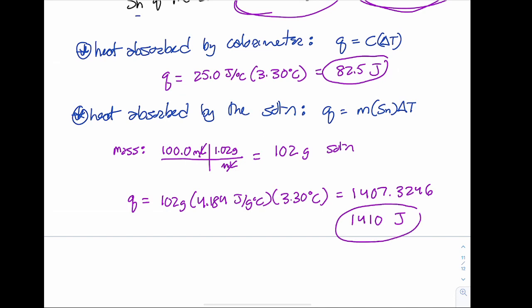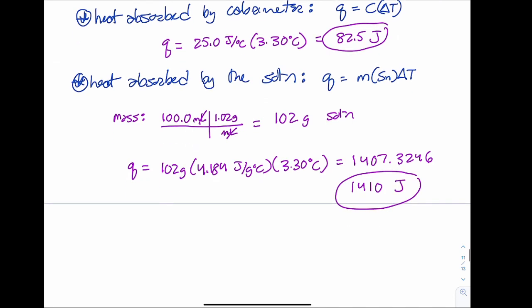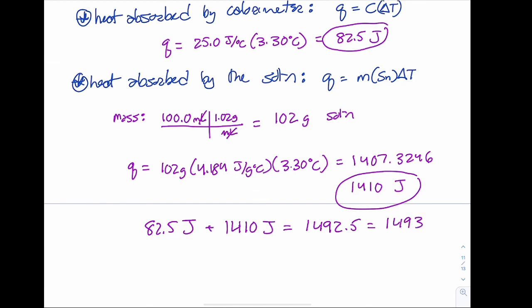So again, the previous number is the amount of heat being absorbed by the calorimeter, and this is the amount of heat being absorbed by my solution. If I add those together, that's going to be the total amount of heat absorbed by my surroundings. So adding those together, 1410 plus 82.5, I get 1,492.5. Again, when we're adding, it's the number of digits after the decimal point, so 1493 joules.